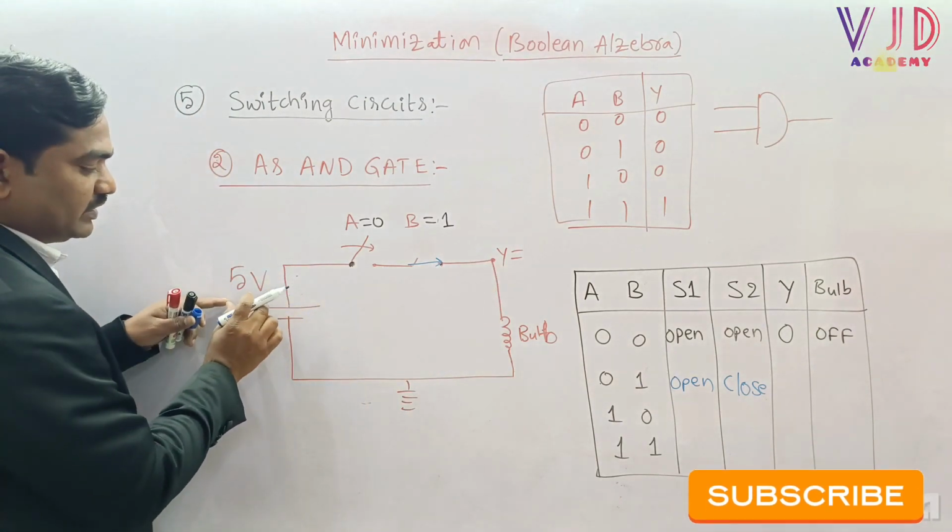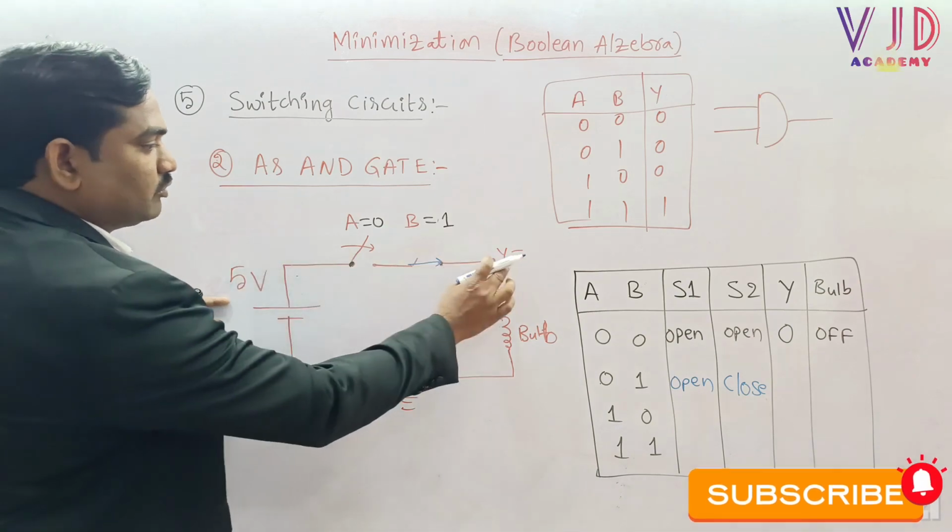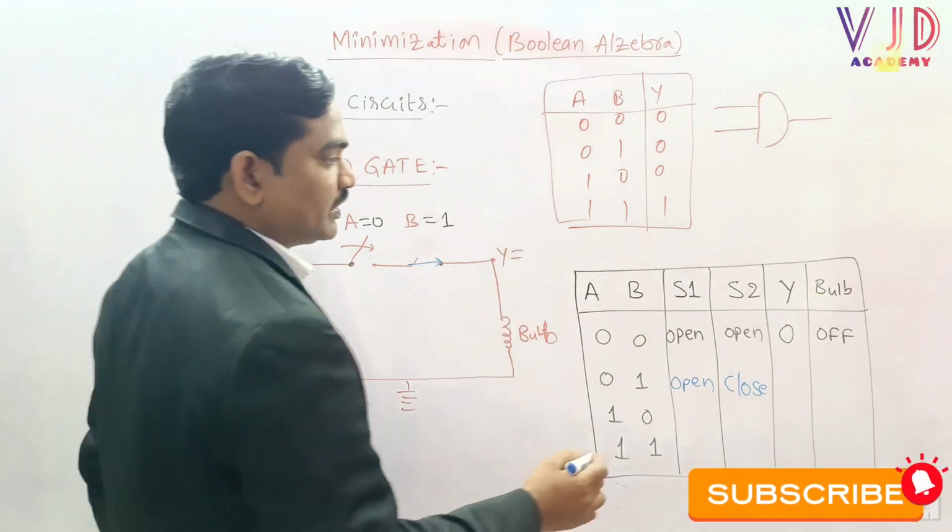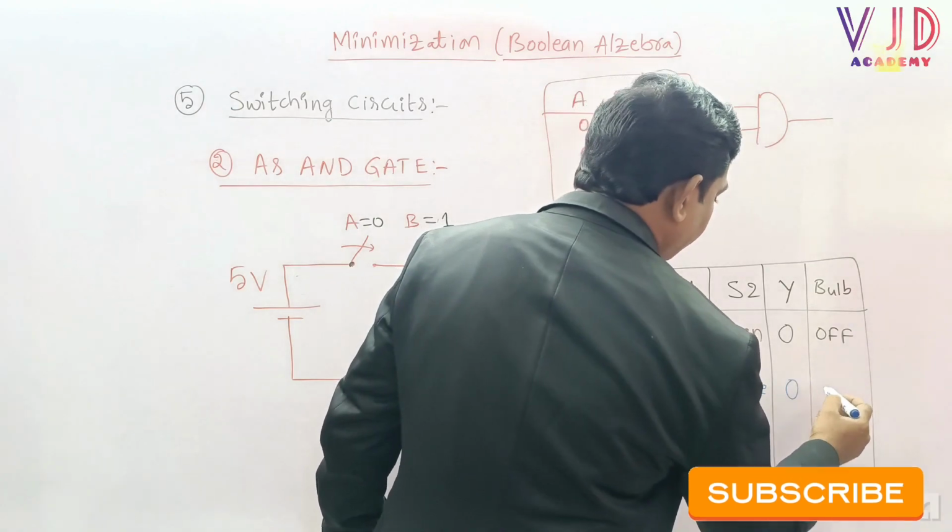Then there is no possibility that this 5 volts power supply will go to the output and then the bulb, so the output is 0 and again the bulb will be in the off state.